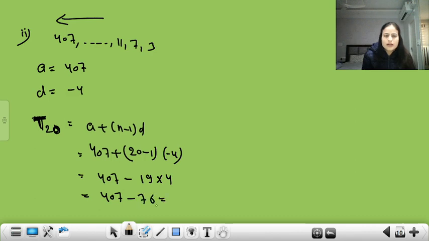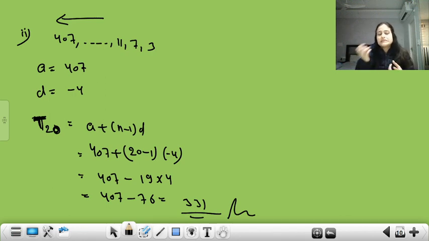Okay, just a second, and yes, the answer is going to be the same one, right? So this is how we can get some number of term from the end of a given AP.